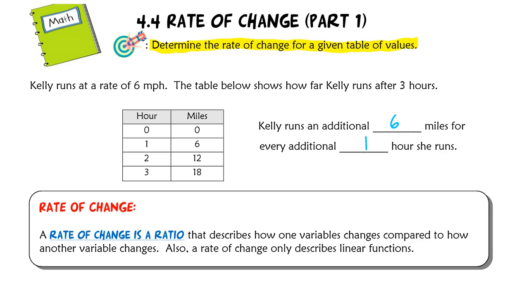Okay, so this sentence here that we just wrote, all that is describing something called a rate of change. So a rate of change is just a ratio. In a ratio, we like to show ratios as fractions. So we're going to see rates of change that are just fractions, and they describe how one variable changes compared to how another variable changes. So in this particular example, it was describing how many miles she runs compared to how many hours she's running. So a rate of change is also only going to describe linear functions. Now that's what we've been working with. We call them linear equations, and when we graph them, it's just another fancy word to describe a linear equation. We can call it a linear function.